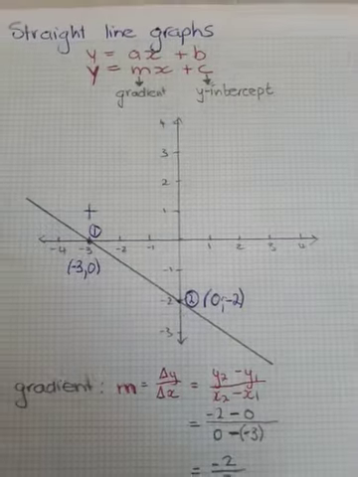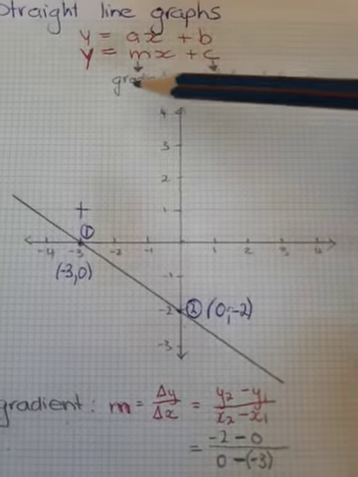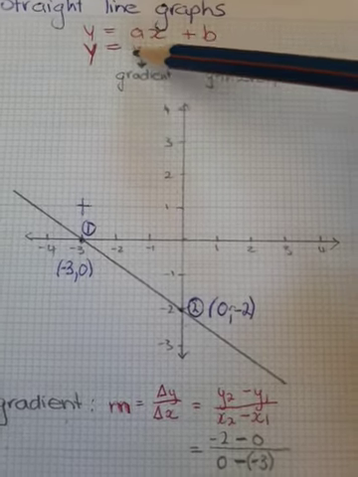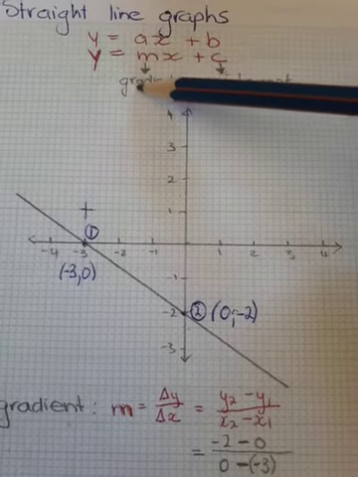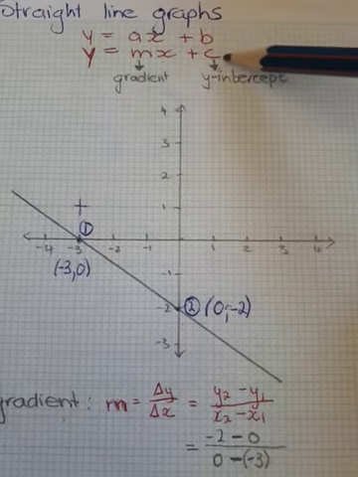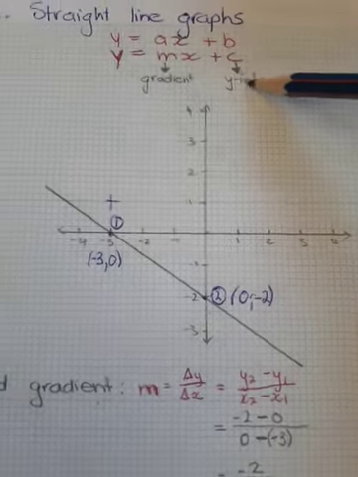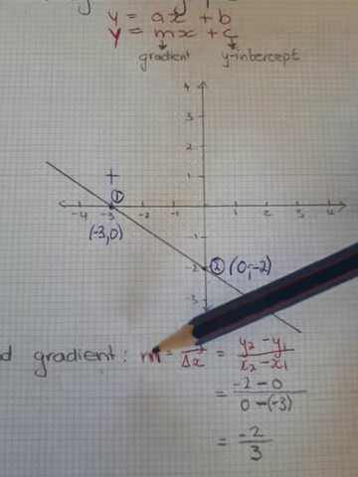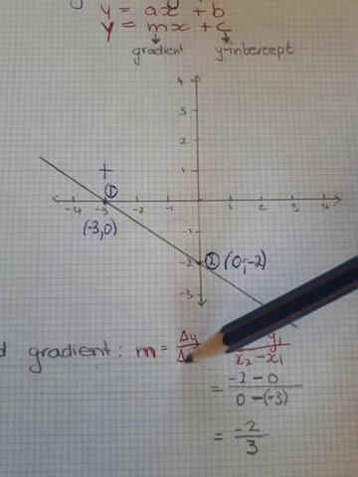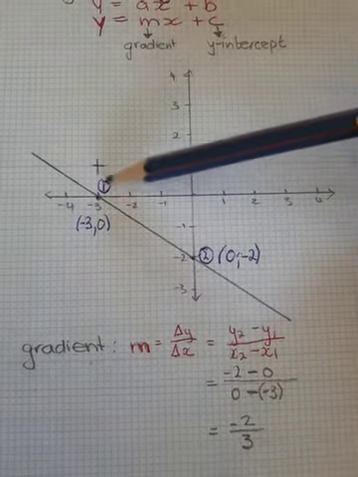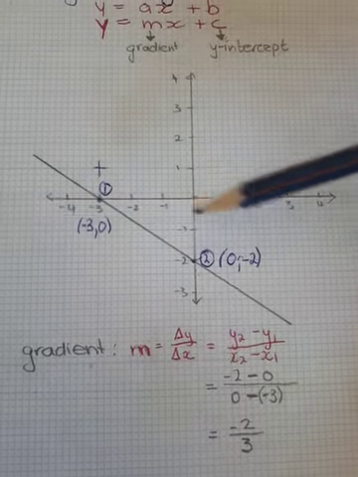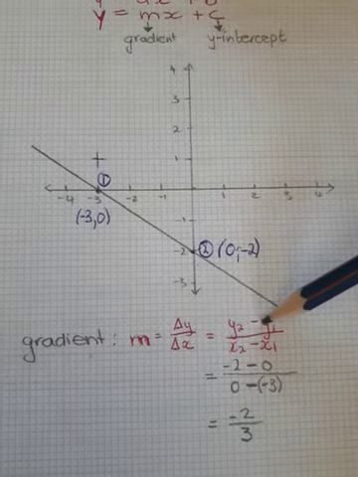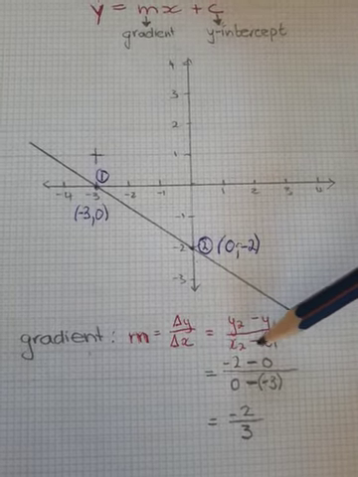So let's go through what you need to remember. You need to remember the standard formula, y equals mx plus c, and know that m stands for the gradient and c stands for the y-intercept. Then you need to know how to calculate the gradient. The gradient is y change over x change. You will choose 2 points, read off the coordinates, and then subtract y2 minus y1 over x2 minus x1.